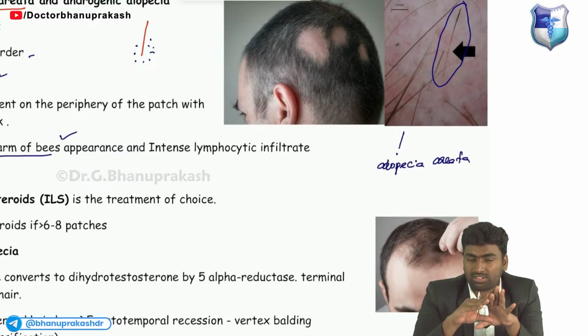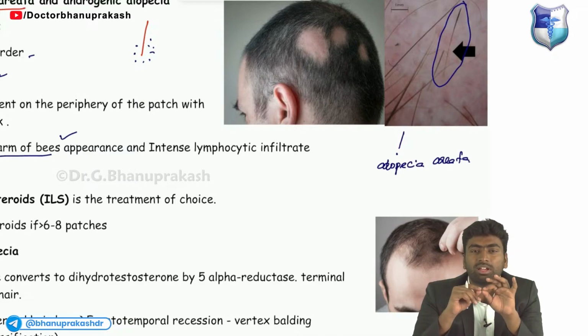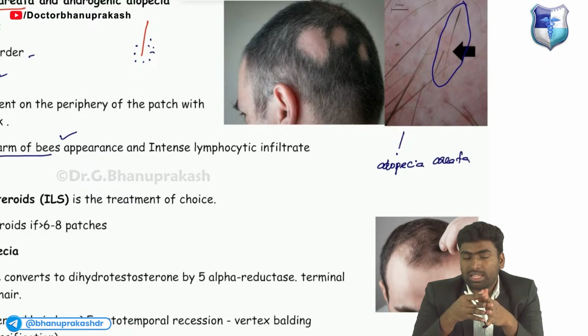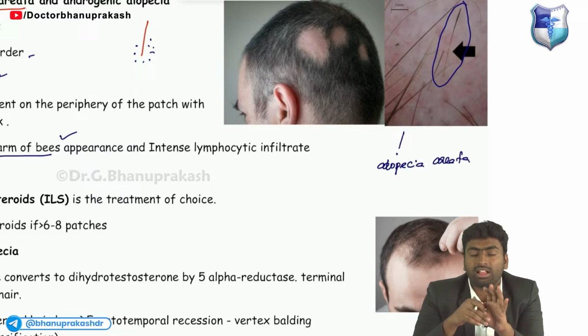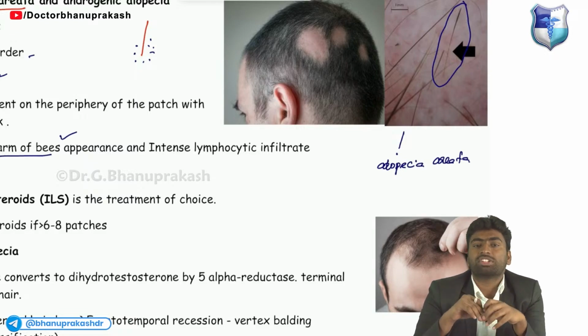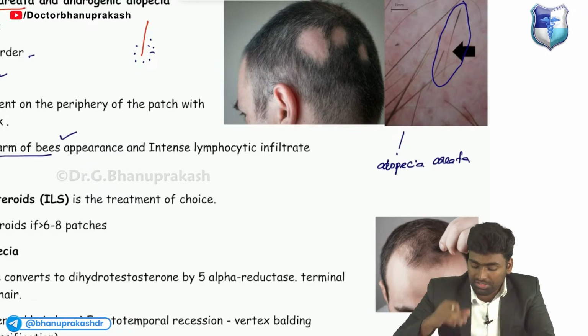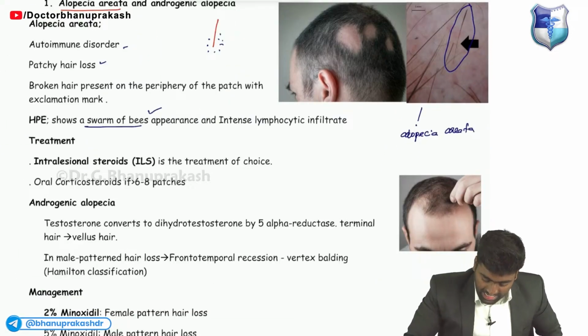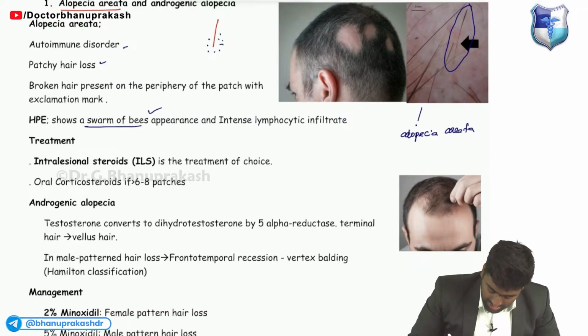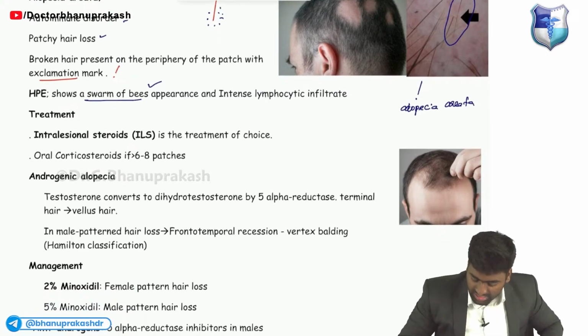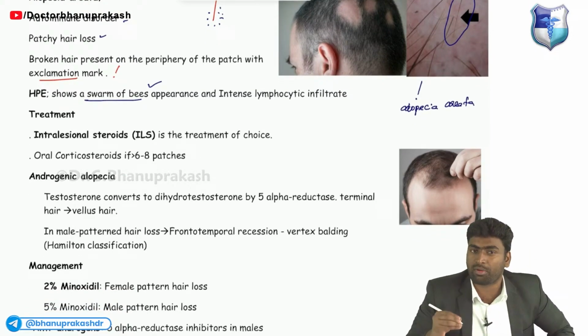There will be two types of hairs. Normally black hair will be there, and there will be small grayish or vellus hair. All of the normal black hair will be affected, whereas the vellus hair or small grayish hair will be unaffected. That's why it shows the phenomenon known as the grey hair phenomenon. They present with broken hair showing the exclamation mark. Histopathologically, you will see the swarm of bees appearance.